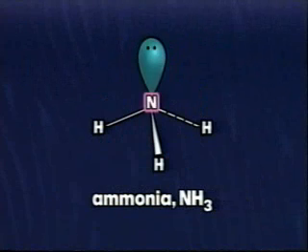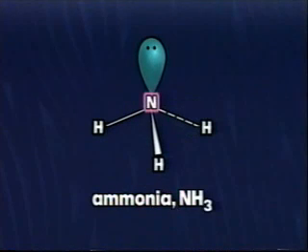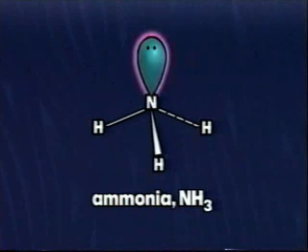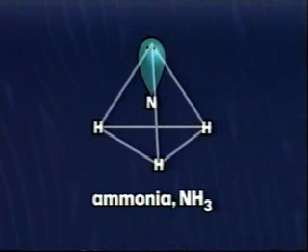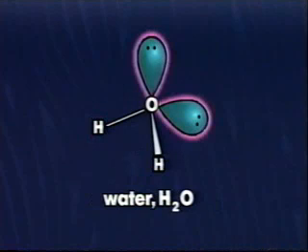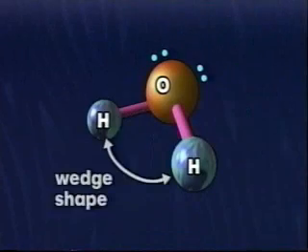They include the nitrogen atom in ammonia, NH3, and oxygen in water, H2O. Nitrogen with 5 valence electrons has 3 hydrogens and a pair of unshared electrons, which occupy the 4 hybrid orbitals and give ammonia its pyramidal shape. In water, the 2 hydrogens and the 2 unshared electron pairs bonded to oxygen occupy the 4 sp3 orbitals and give water its unique wedge shape.